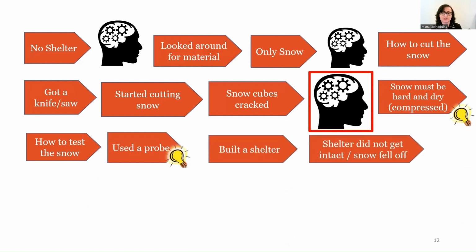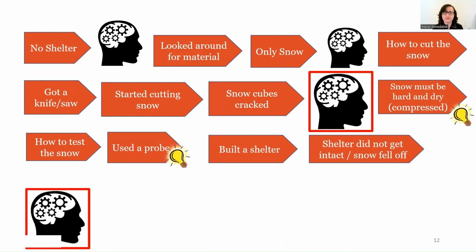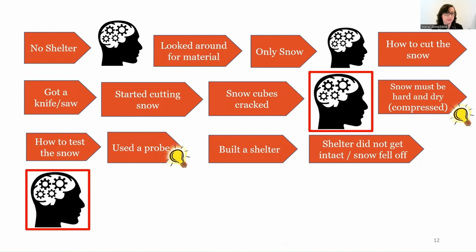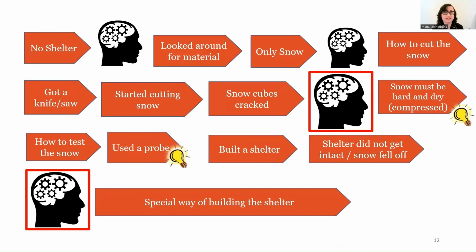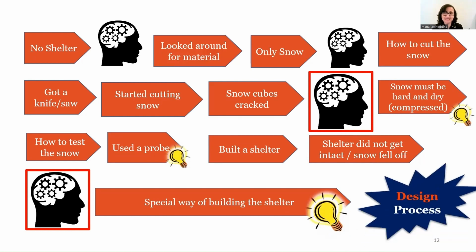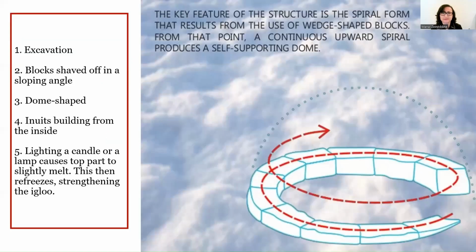And then they built a shelter. The shelter did not stay intact because snow fell off. So again, they had to think at the bigger picture. And then they found a special way of building the shelter. And that was the most brilliant idea. And this is all a summary of a design process in its simplest manner.